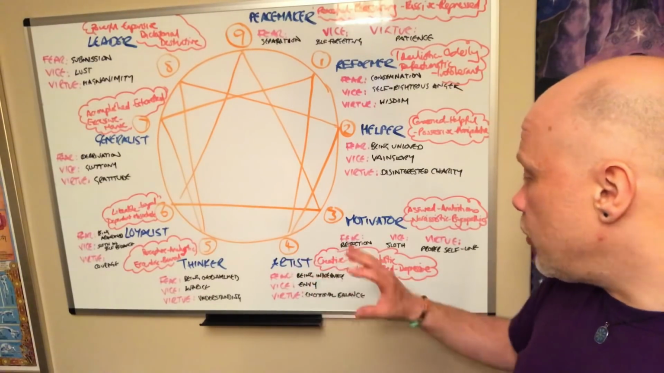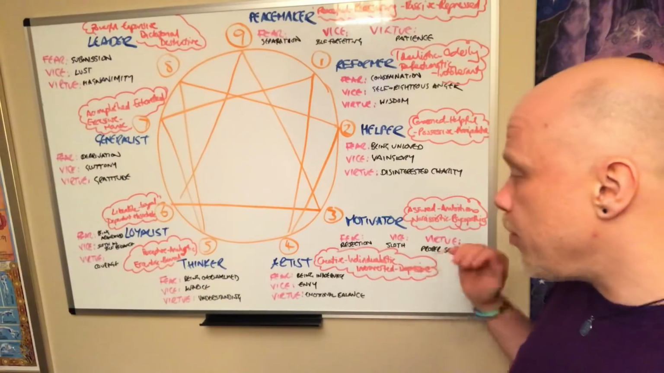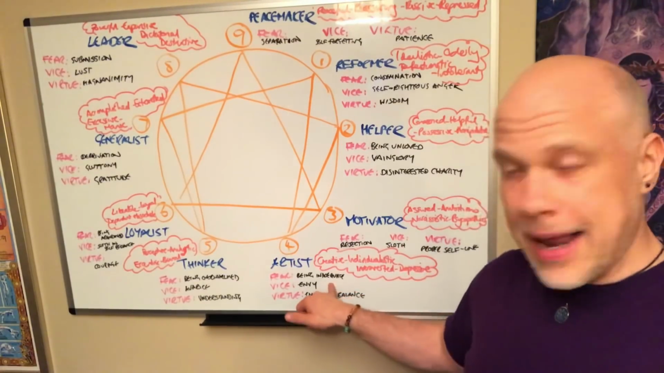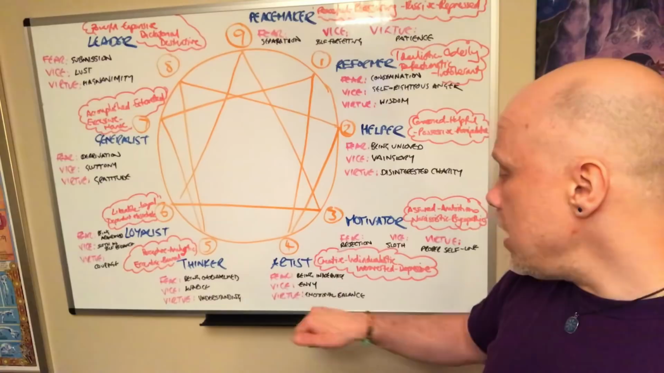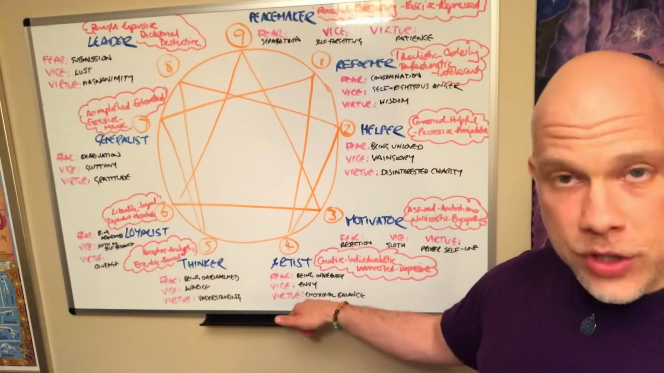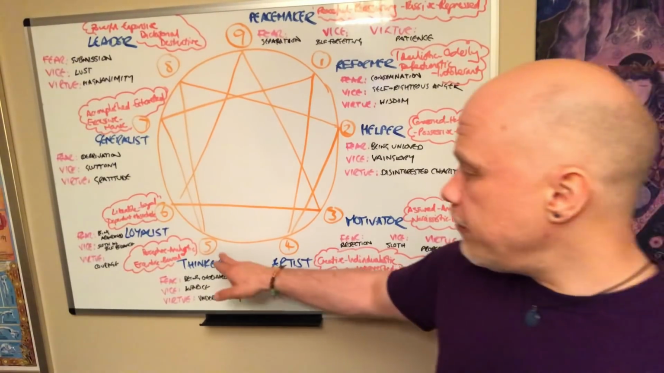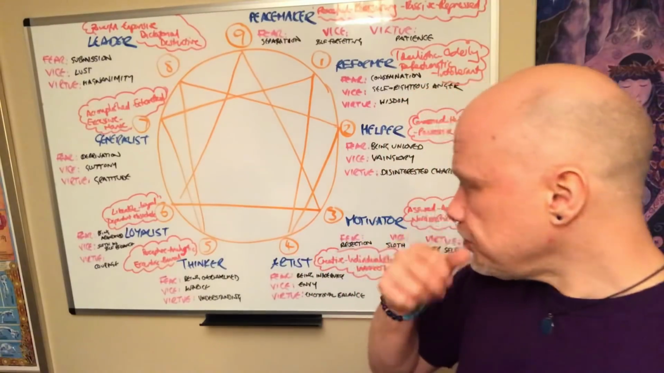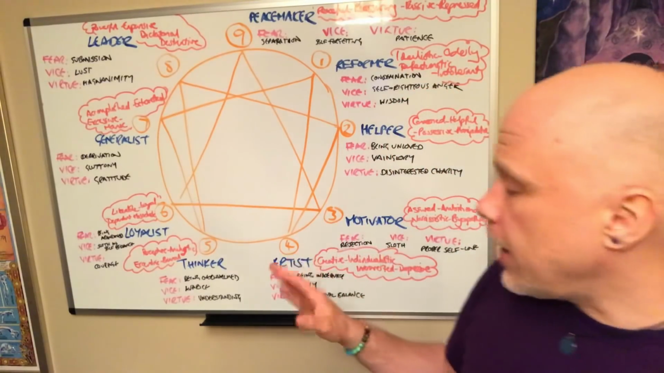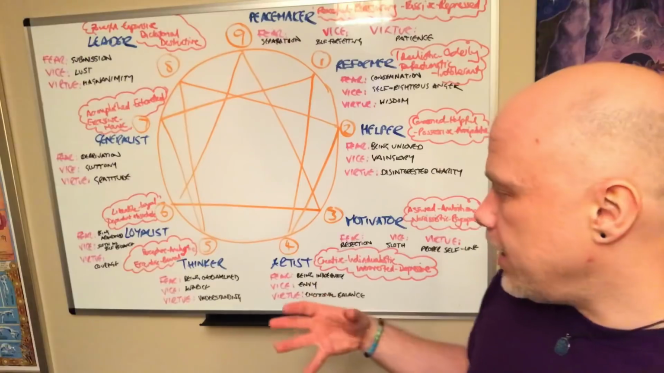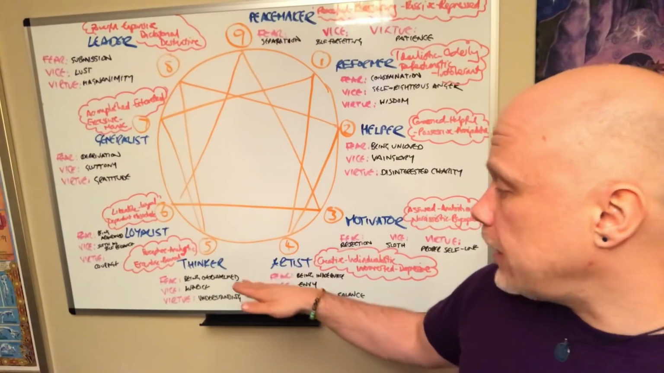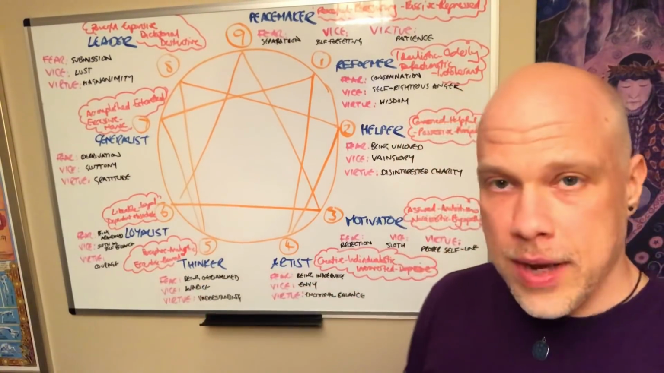Number 4 is the artist, the creative, individualistic, introverted, depressive person. They fear being inadequate. Their vice is envy. Their virtue is emotional balance. Number 5 is the thinker. They're perceptive, analytic, eccentric and paranoid. That's the type of person they can be. Their fear is being overwhelmed, and their vice is avarice. Their virtue is understanding.